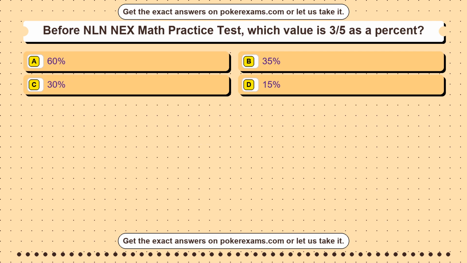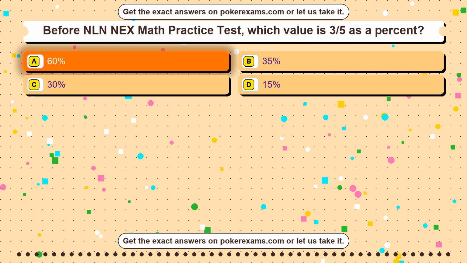Question 25. Before NLN NEX math practice test, which value is 3/5 as a percent? Option A, 60%. Option B, 35%. Option C, 30%. Option D, 15%. The correct answer is option A.